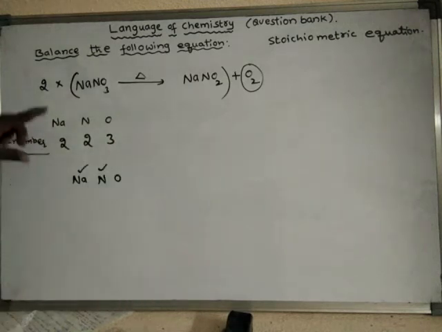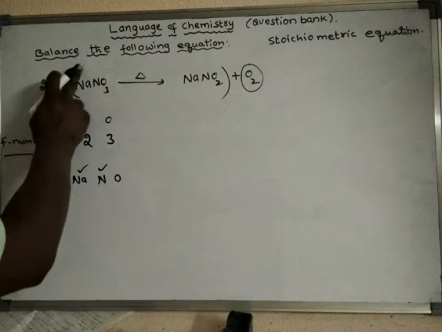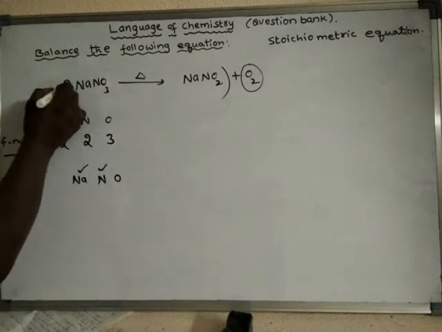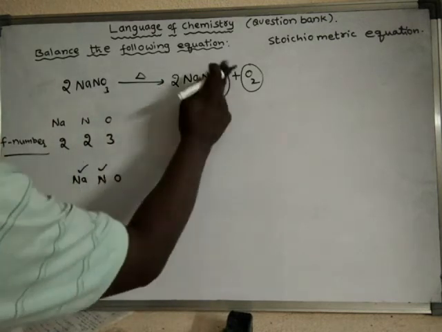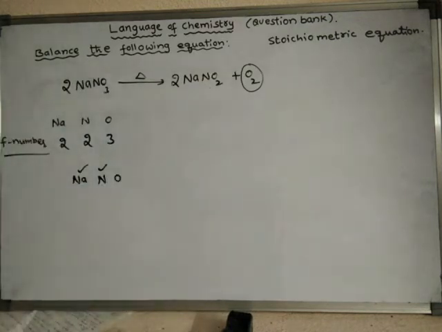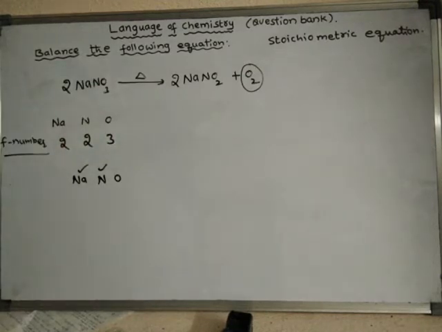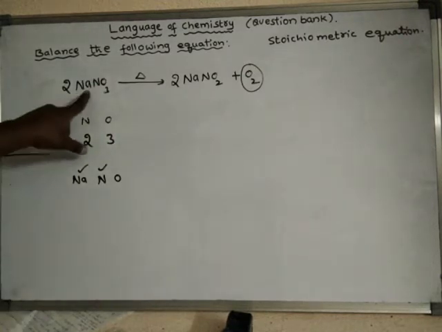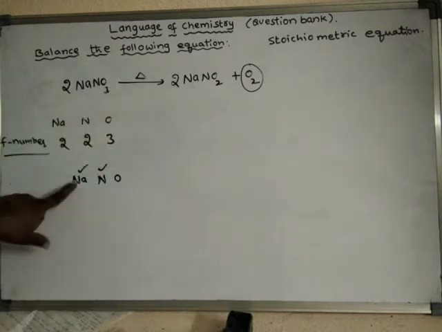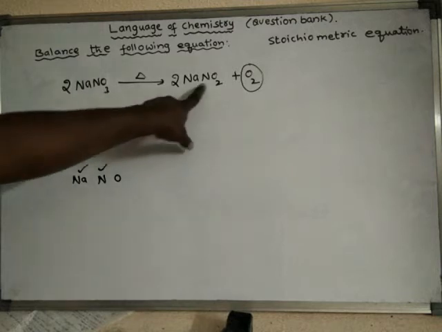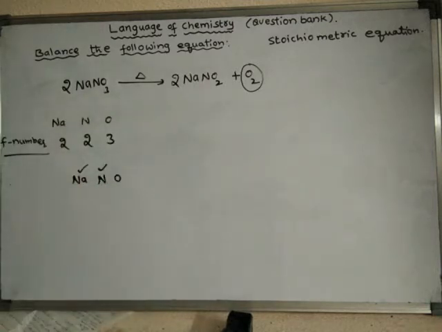Okay. So now after doubling it, what do we get? We'll get 2 NaNO3, and here also 2 NaNO2. After doubling it, we will get like this. Now check for the balancing of atoms. Here 2 sodium atoms are there, 2 sodium atoms. That means again sodium is balanced. Now 2 nitrogen atoms are there, and 2 nitrogen atoms are there. So nitrogens are also balanced.